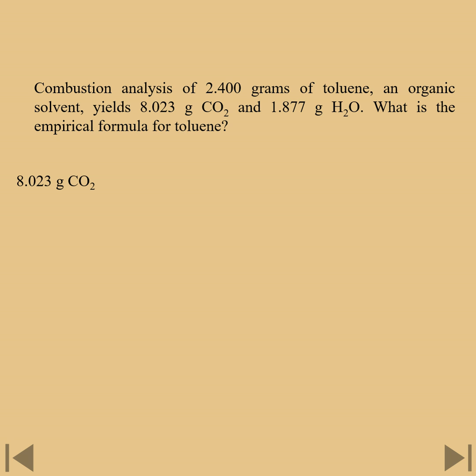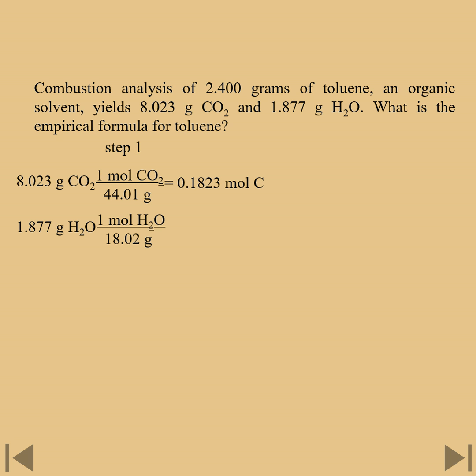So what we're going to do is very similar to what we do in most empirical calculations, only we're going to get moles of the carbon dioxide and moles of water in our first step. Now there's 1 carbon in each carbon dioxide, so our number of moles of carbon dioxide will be the same as our number of moles of carbon. But there are 2 hydrogens in water, so our number of hydrogens will be twice the number of moles of water.